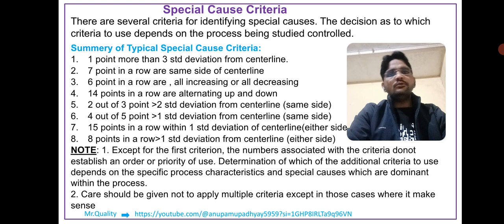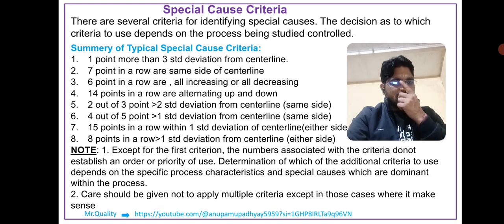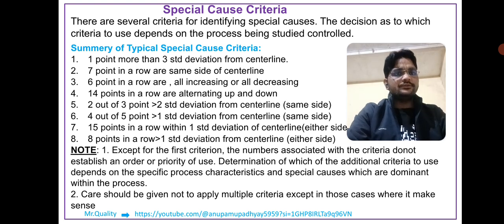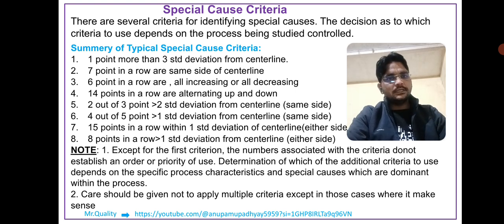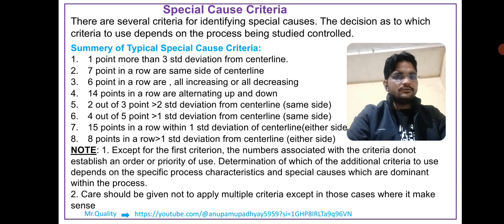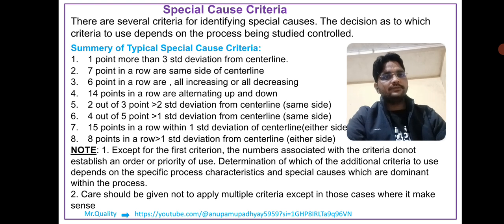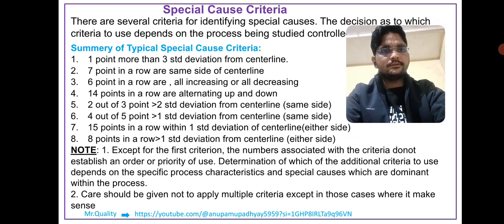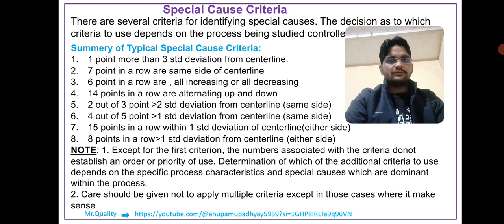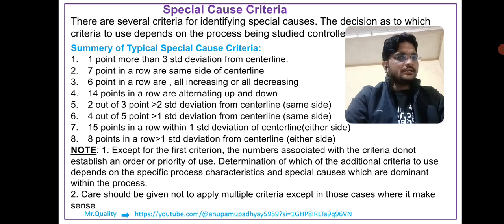2 out of 3 points greater than 2 standard deviations from the central line, on the same side. And 4 out of 5 points greater than 1 standard deviation from the central line, same side, is also a special cause criterion. 15 points in a row within 1 standard deviation of the central line, either side. 8 points in a row greater than 1 standard deviation from the central line, either side.